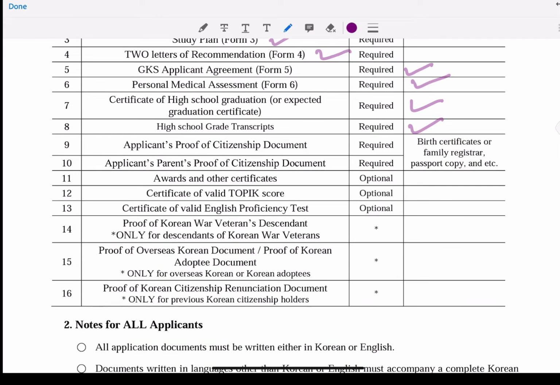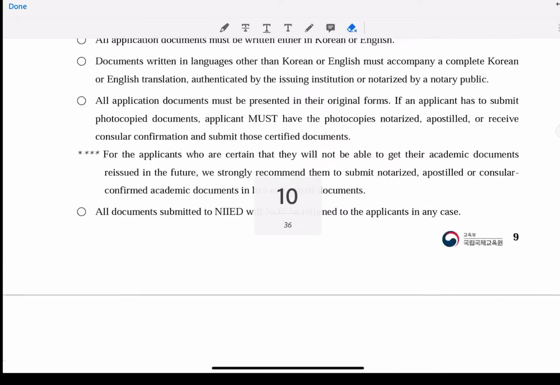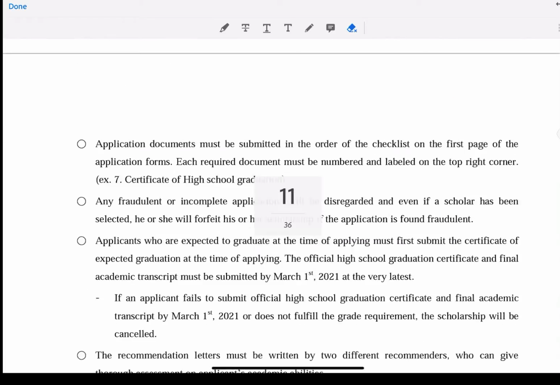And the awards and other certificates are optional, and also the TOPIK certificate is optional, and the English proficiency certificate is optional. If you are competing with other candidates having those certificates, and if you do not have these certificates, then it can be a plus point to those candidates and a negative point to you, and that may hamper your selection. So you can think wisely and consider and apply based on your preferences. And also there are some notes that you need to keep into consideration.